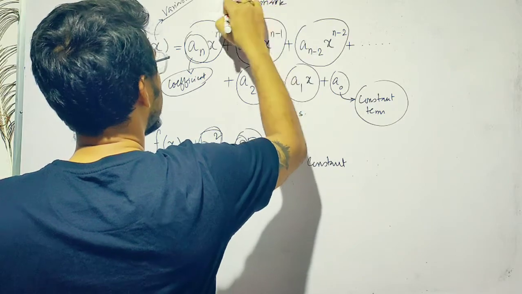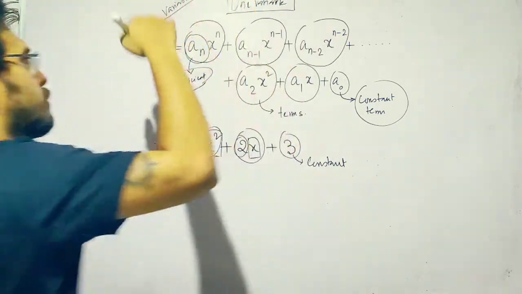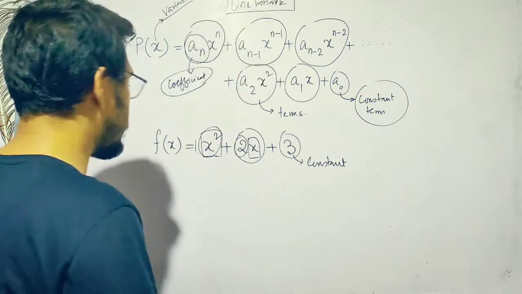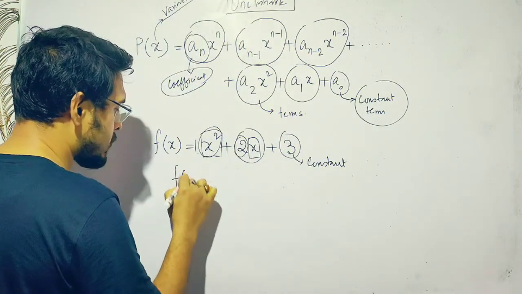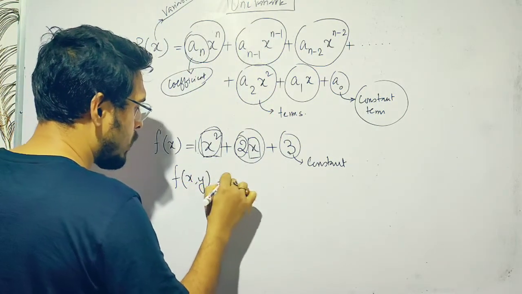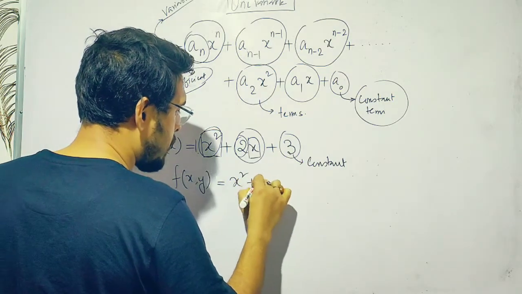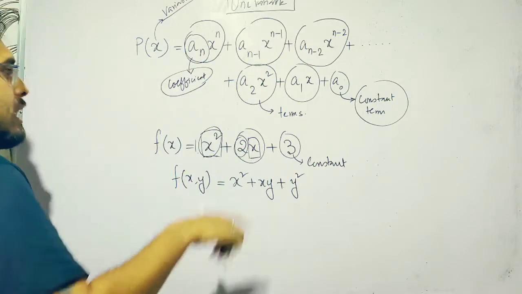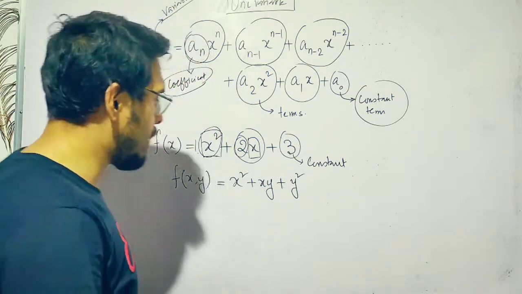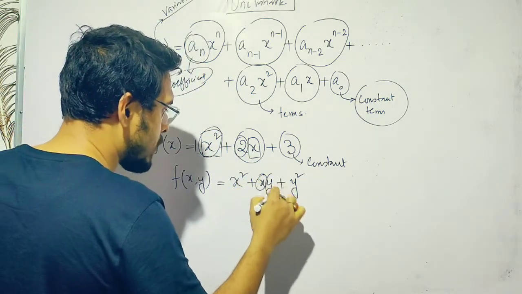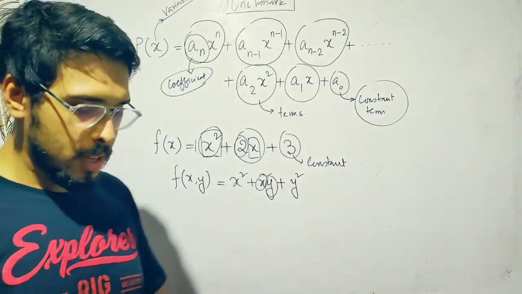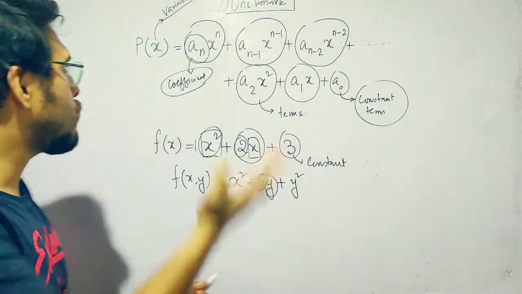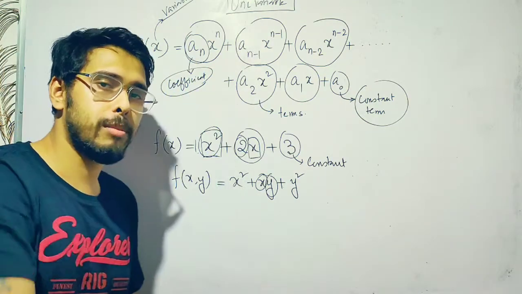But that doesn't mean that there is only one variable polynomial. It can be 2 variable, 3 variable, 4 variable. For example, if I give you something like this, f of xy equals x square plus xy plus y square. Now this is a double variable polynomial where there are 2 variables, one is x, one is y. Okay, so it can be of different types. It can be one variable polynomial, it can be 2 variable polynomial.